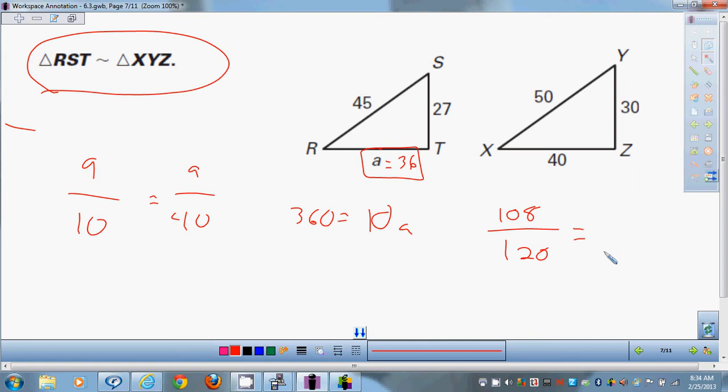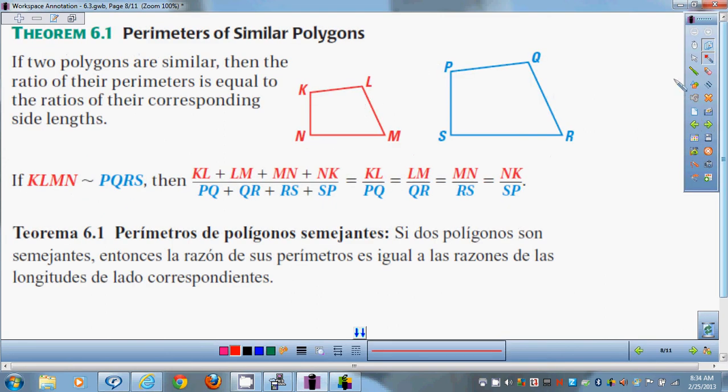You do not have to write all that down. All I would write down, if I were you, is that Theorem 6.1 states that the perimeters of similar polygons is equal to the same scale factor. That's all I'd write down.